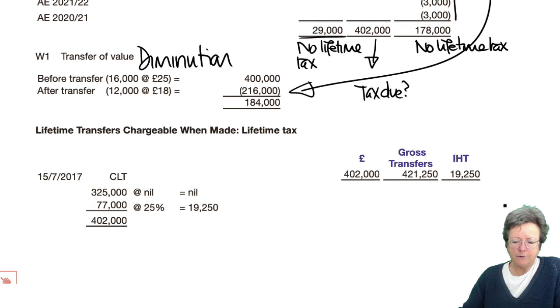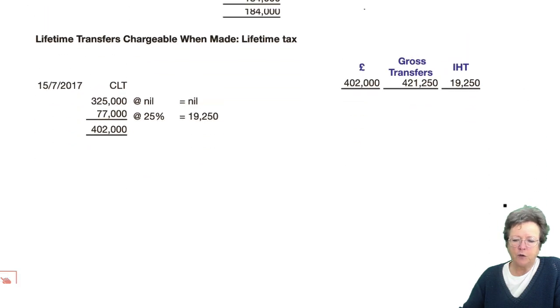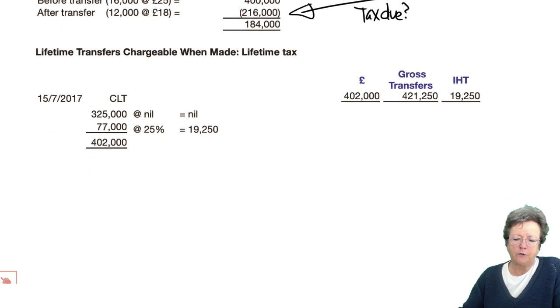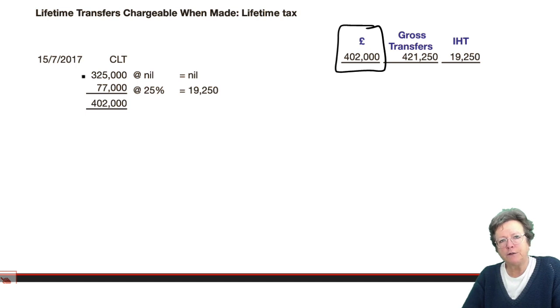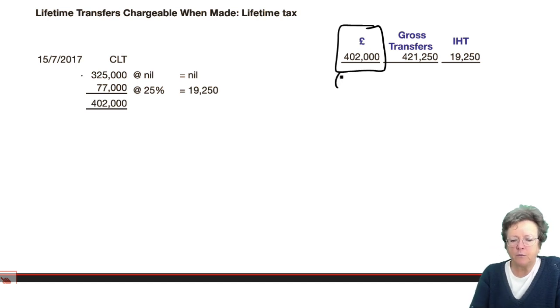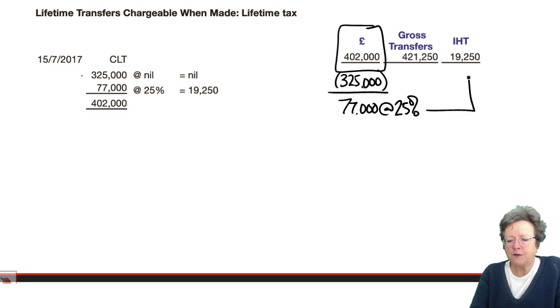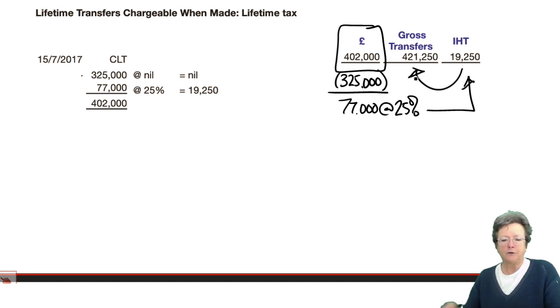Okay, so let's have a look at the tax due on that. Where's the question? 402,000. That's the 402,000 there. Nil rate band means that the first £325,000 of that, I've written it out like this before, because none of it was used, leaving a balance of 77,000, which would be taxed at 25%. That's the tax. Add the two together. That's the gross transfer figure that we need to carry forward.